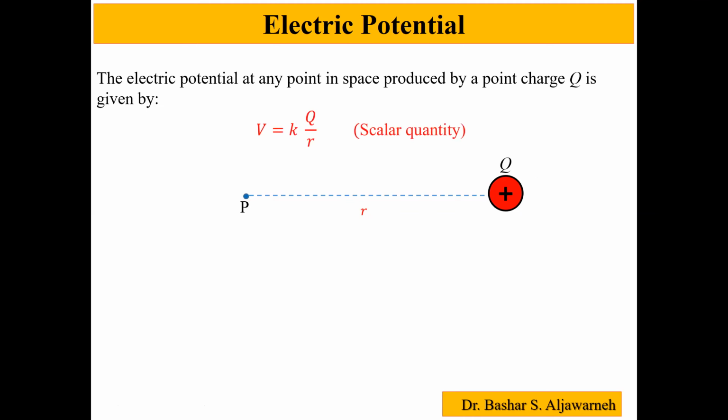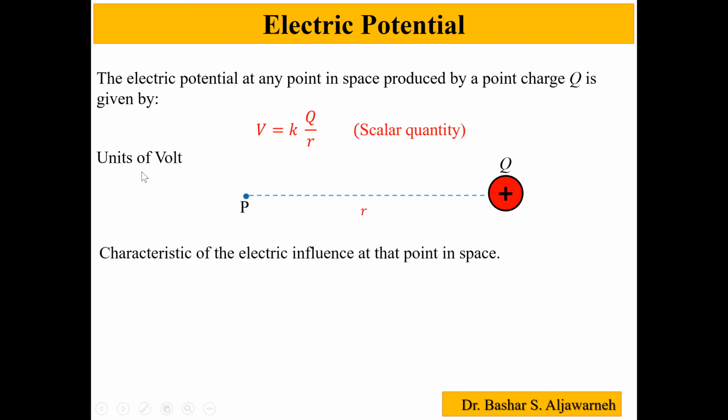And be careful, the electric potential here is a scalar quantity. It's not a vector. Therefore, we take the charge either positive or negative. We are not taking the magnitude of the electric charge. Number 2, the unit of the electric potential is the volt. Number 3, when we are talking about electric potential, in other words, we are talking about the characteristic of the electric influence from this charge all the way to this point in space.